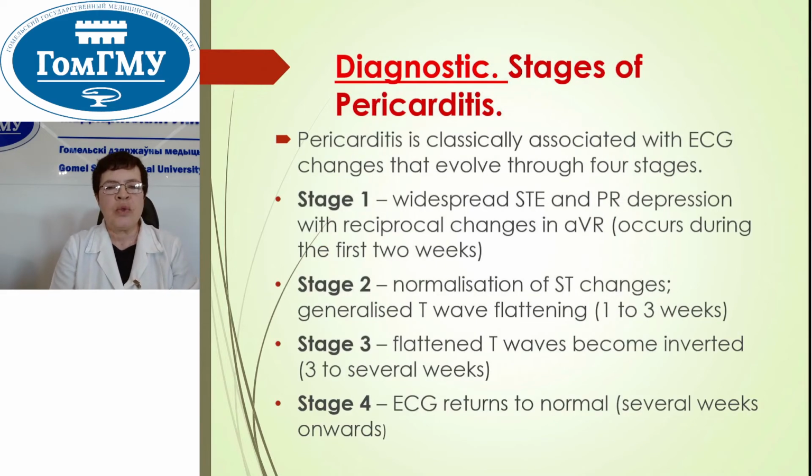Stages of pericarditis according to the ECG changes. Pericarditis is classically associated with ECG changes that evolve through 4 stages. Stage 1, widespread ST elevation and PR depression with reciprocal changes in AVR occurs during the first 2 weeks of pericarditis. Stage 2, normalization of ST changes, generalized T-wave flattening from the first to third weeks. Stage 3, flattened T-waves become inverted from the third week to several weeks. And stage 4, ECG returns to normal during several weeks onward.